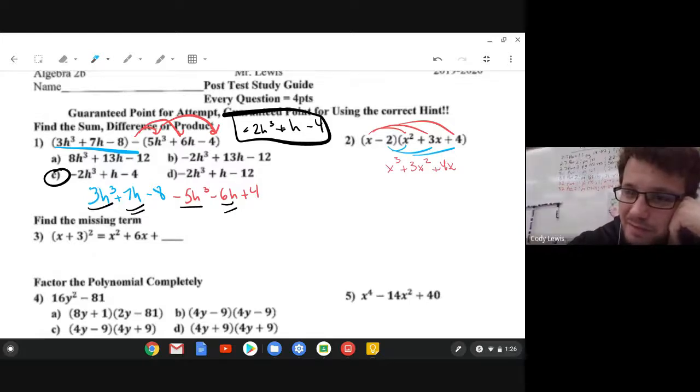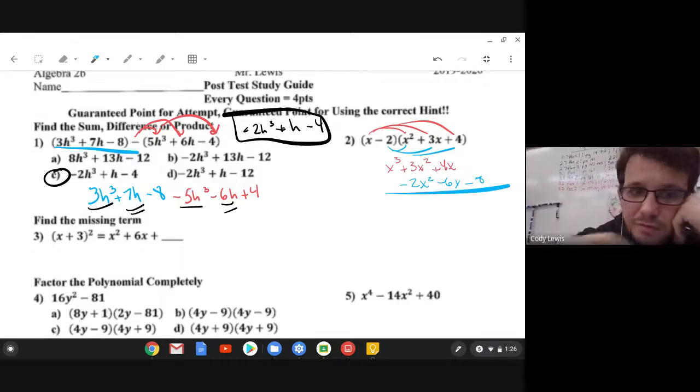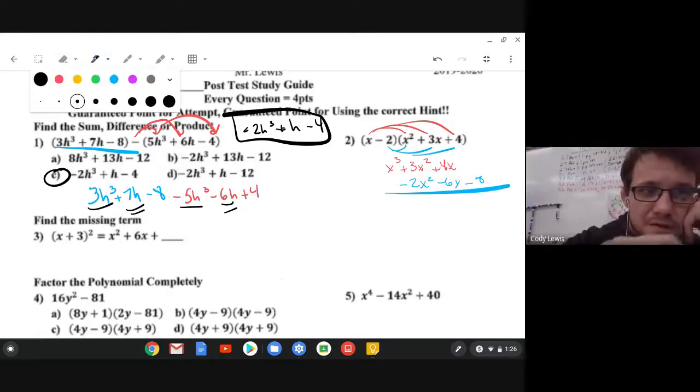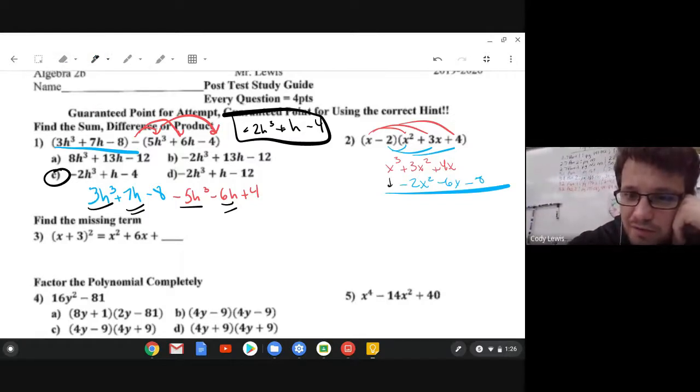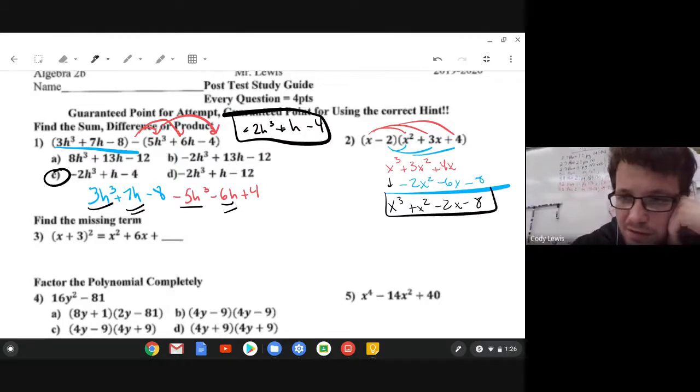So negative 2 times x squared is minus 2x squared. And negative 2 times 3x is minus 6x. And negative 2 times 4 is minus 8. So I'm going to combine my like terms now. Change color again. X cubed has nothing to combine it with, so it just becomes x cubed plus x squared minus 2x minus 8. That's it. Everybody get that one? Yeah. Cool. Like I said, if you need to stop me, feel free.